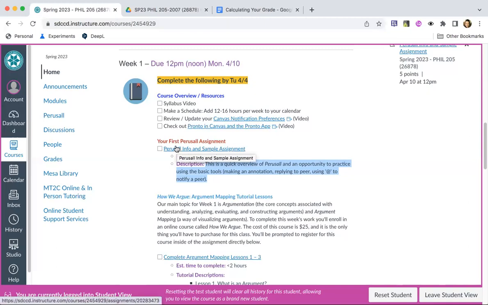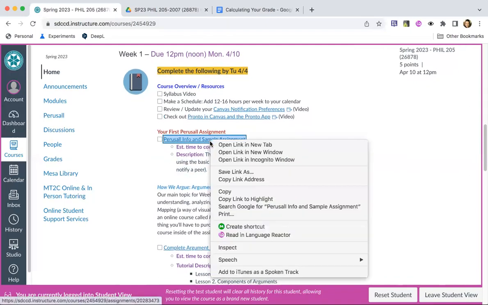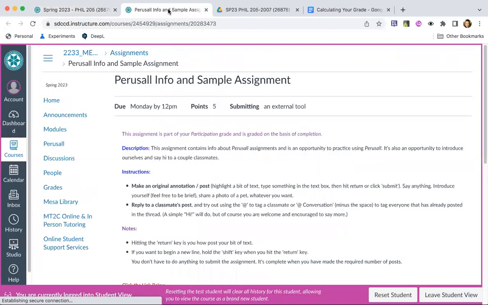You'll have to follow the link for the complete info, but you can get a snapshot of what you're doing. So let's take a look at that assignment. Okay, so this is just a practice assignment. Perusall, and you can see there's Perusall in the main navigation menu as well, is software integrated with Canvas that we're going to use a lot. And the point of this first assignment is just to see what it looks like and practice using the tools.